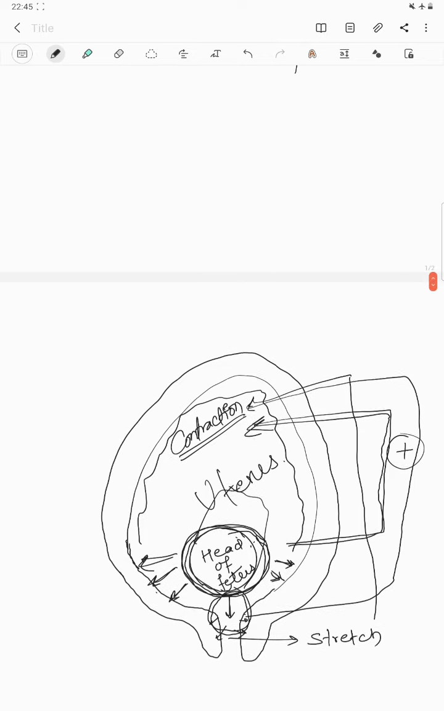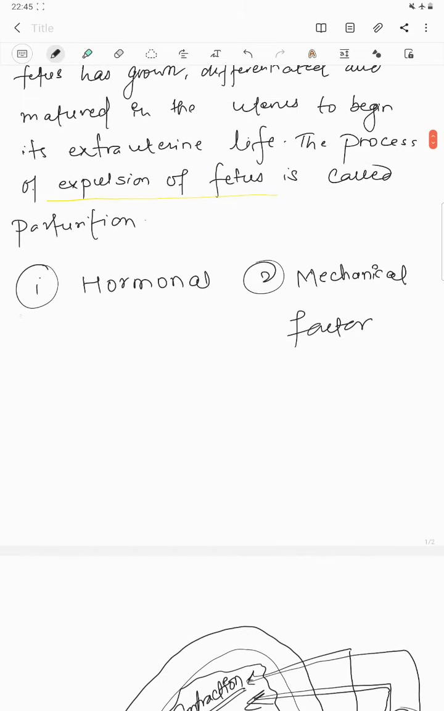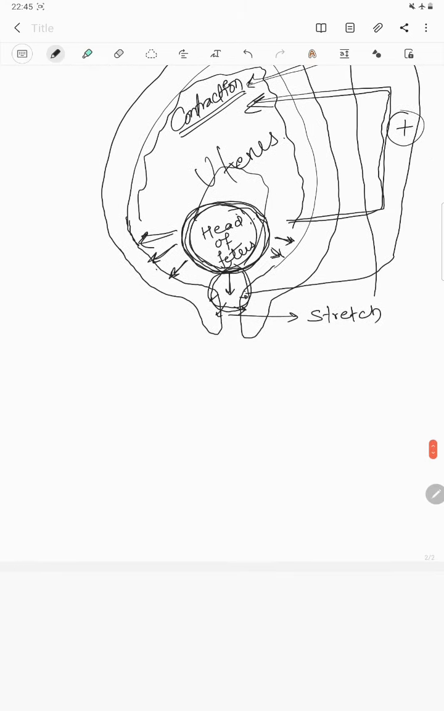Now we'll talk about the hormonal factor, how hormones play a role in parturition. So we'll see about this. We know that estrogen and progesterone are secreted throughout the pregnancy by the placenta.